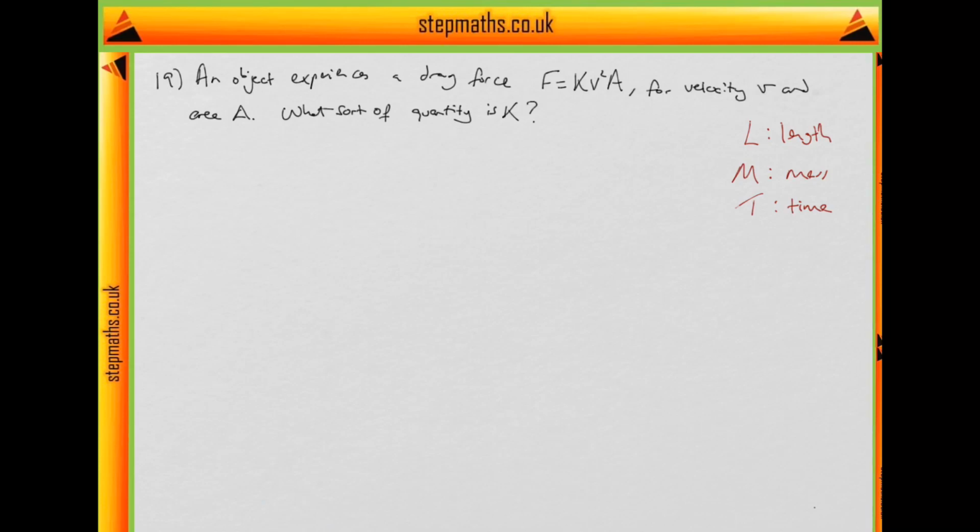So question 19 tells us that an object travelling at a high velocity in a fluid experiences a drag force F equals k v squared a for velocity v and area a. Now I ask, what sort of quantity is k?